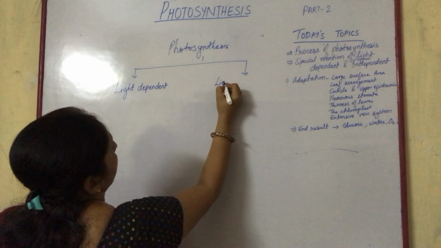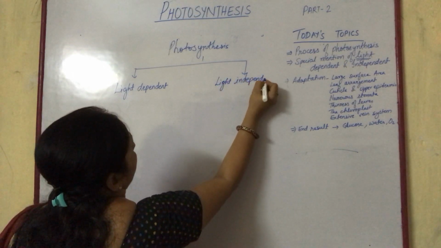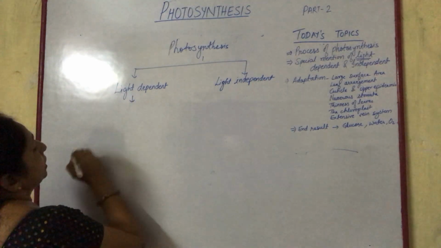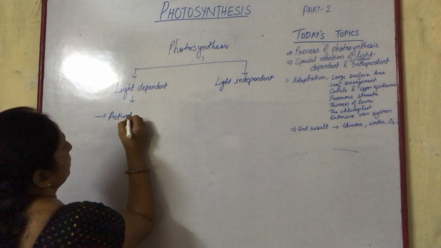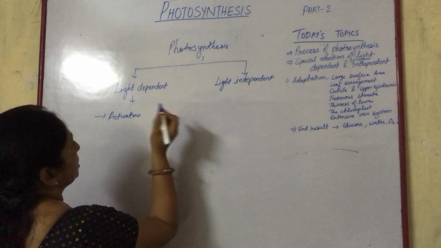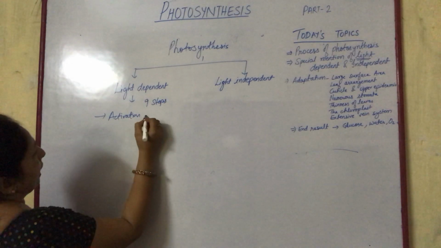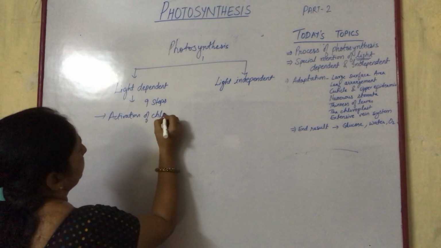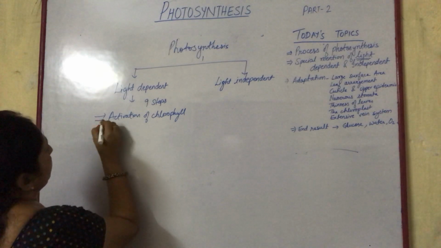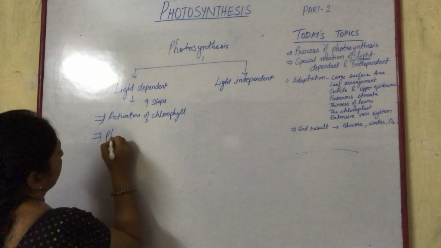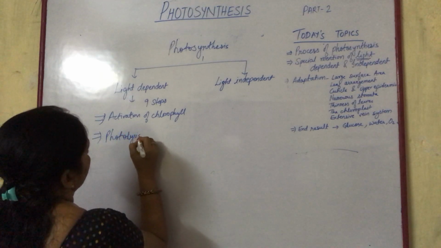and light independent. The light dependent phase involves activation of chlorophyll and many steps, 9 steps in total. Out of this, 2 we are mentioning: activation of chlorophyll and photolysis of water.